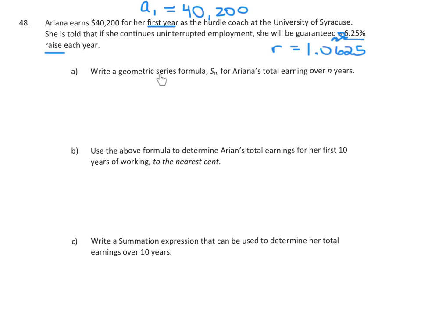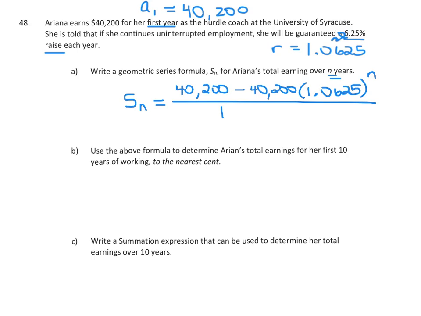Okay, so part A. Write a geometric series formula, S sub n, for Ariana's total earnings over n years. Okay, so that formula we've used so many times. I'm sure you guys definitely have that memorized, although you don't have to. It's on the reference sheet. So we can write S sub n. We're leaving it in terms of n, right? Is equal to the first term minus the first term times r to the n power over 1 minus r. So that's all you have to do for this part of the question.